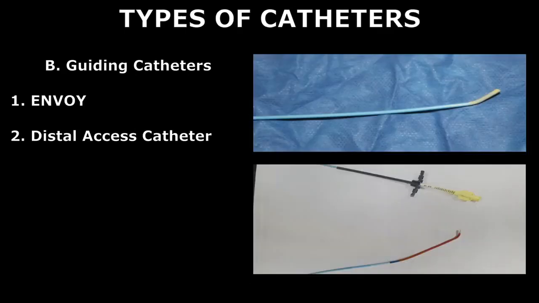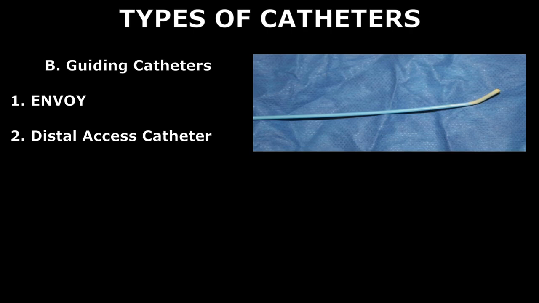These are the guiding catheters we usually use: Envoy and distal access catheter. When we anticipate that some therapeutic intervention can be done in the same sitting, we take the Envoy catheter for DSA, and in tortuous course of vessels, the distal access catheter is preferred.